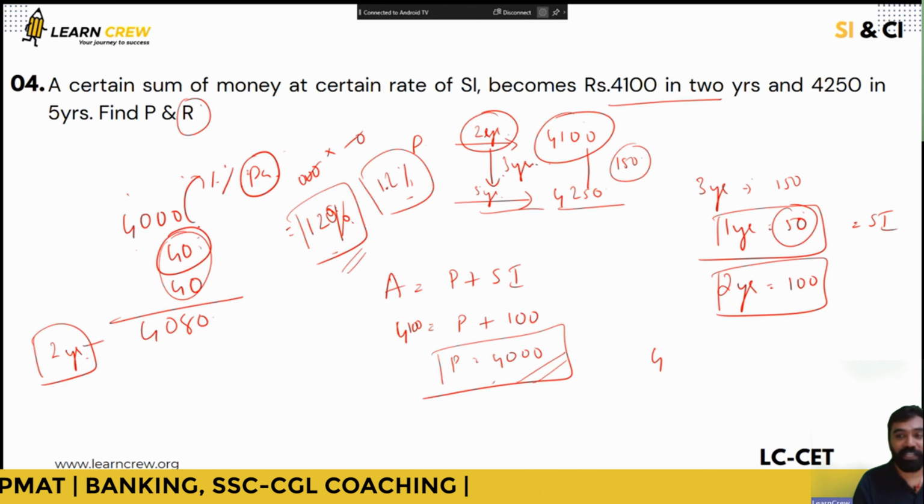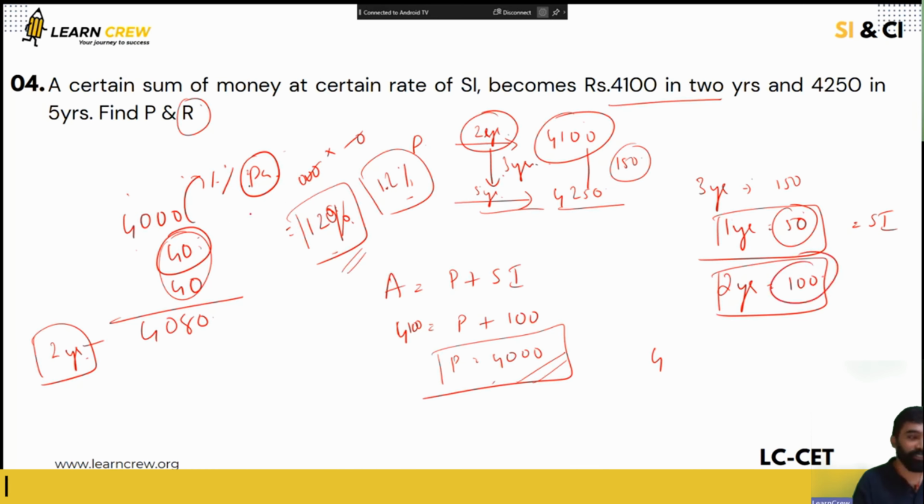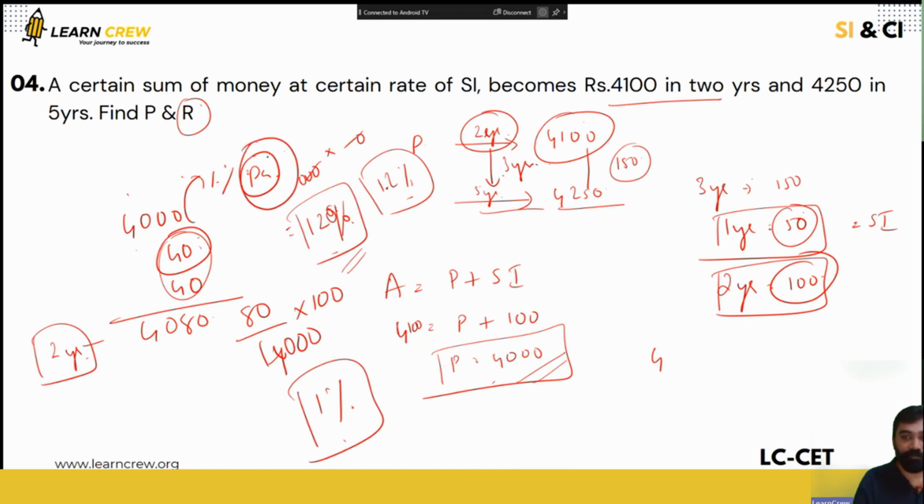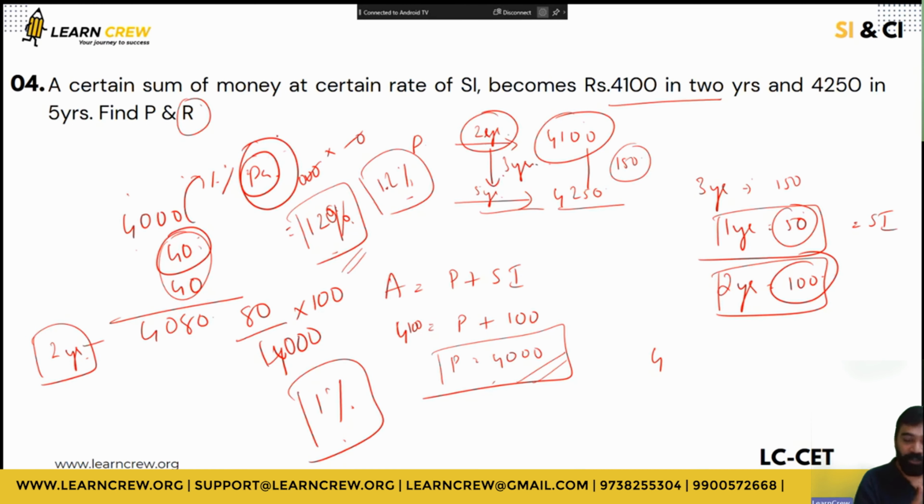Now, if I'm taking for 2 years, how will it become a single year? If I'm taking this as 100 for this calculation, it is going to be 80 by 4,000. What are you telling? 80 by 4,000 into 100, is it going to give me 10 for a single year? So then your calculation goes wrong, right? Whenever you're calculating for per annum, it should be on one year only.